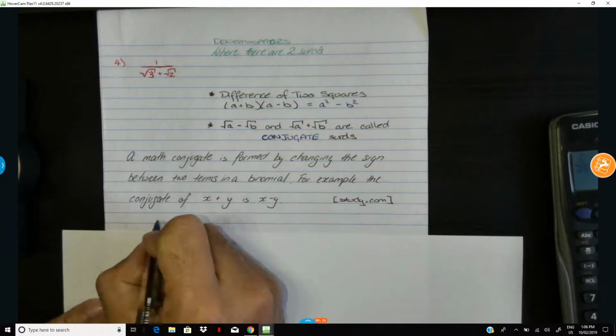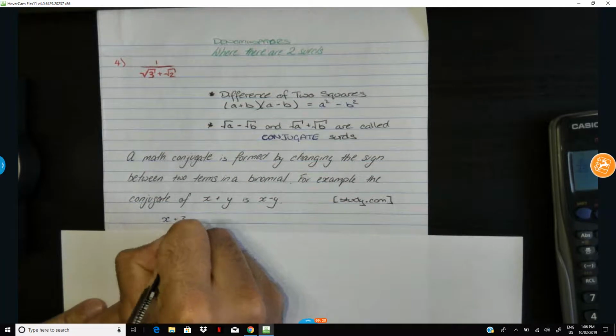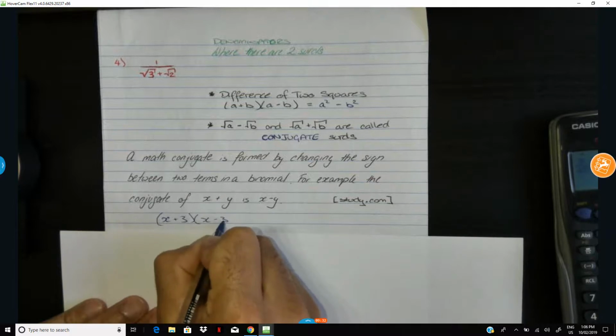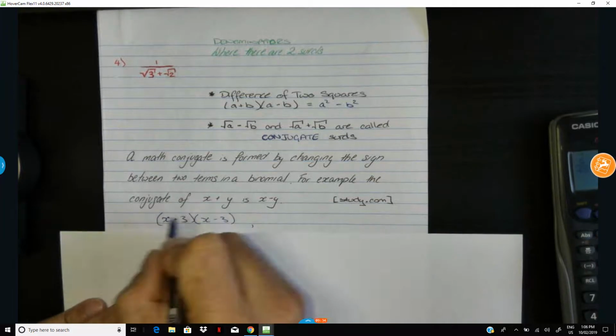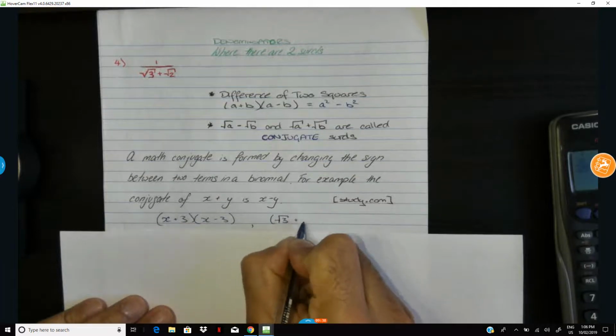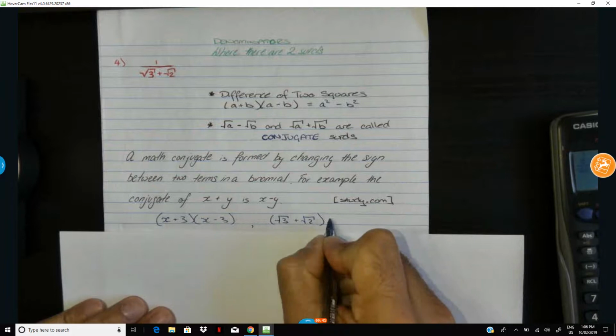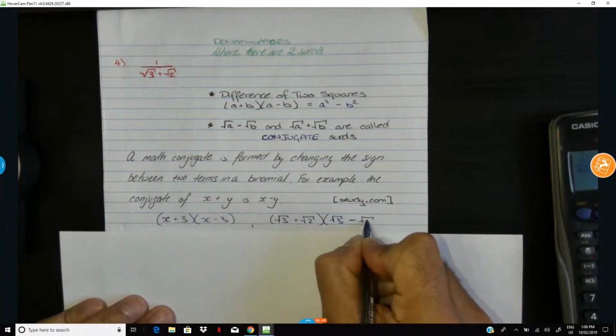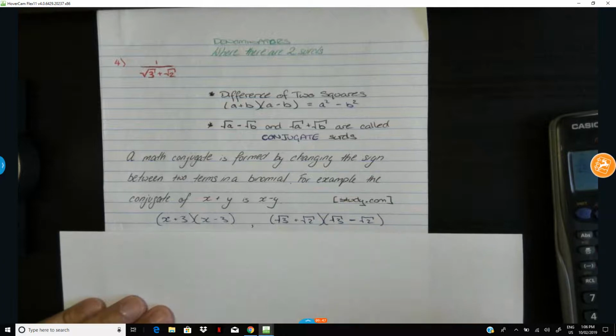So other examples, such as x plus 3, the conjugate to that is just x minus 3. For example, the one that we have up here, we've got square root 3 plus square root 2. The conjugate of that is going to be square root 3 minus square root 2. So what does that do?